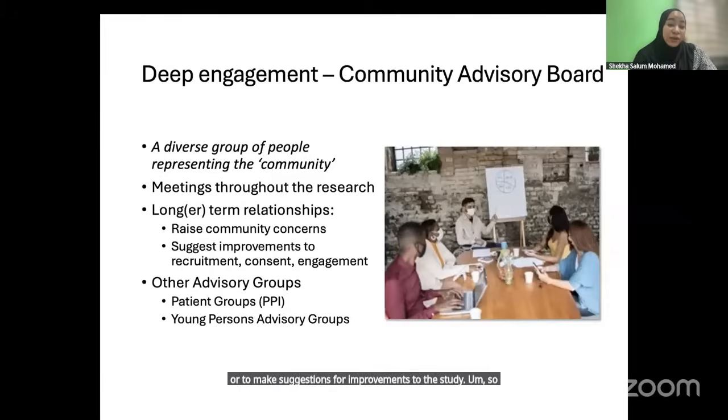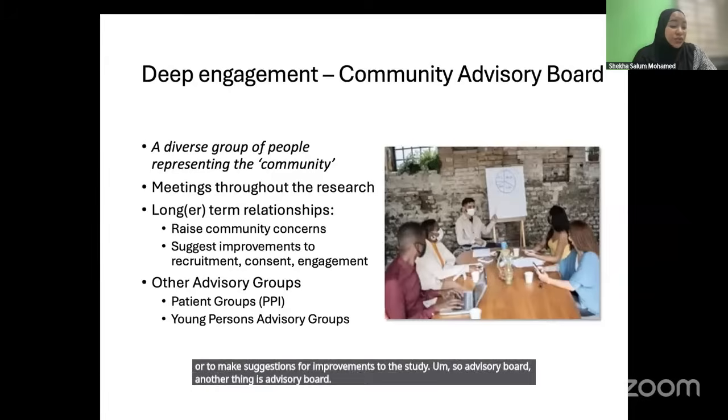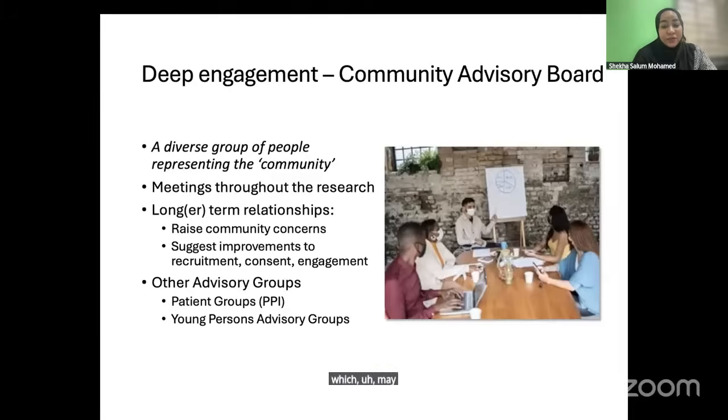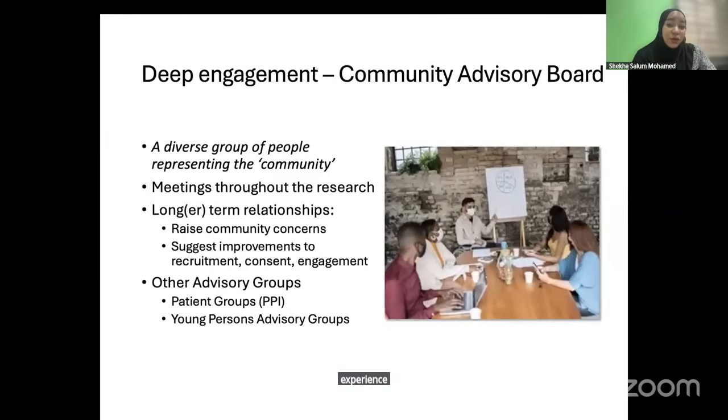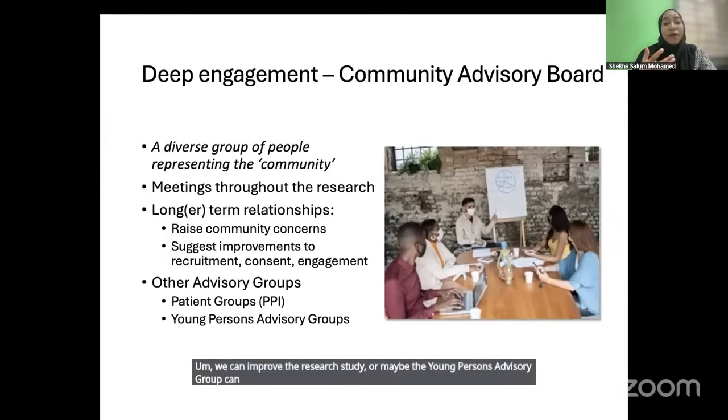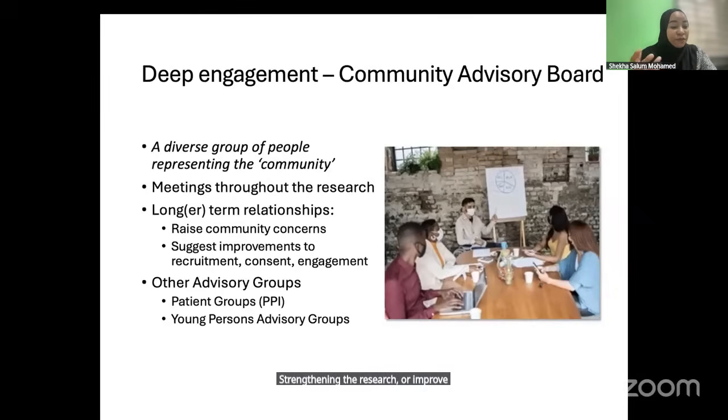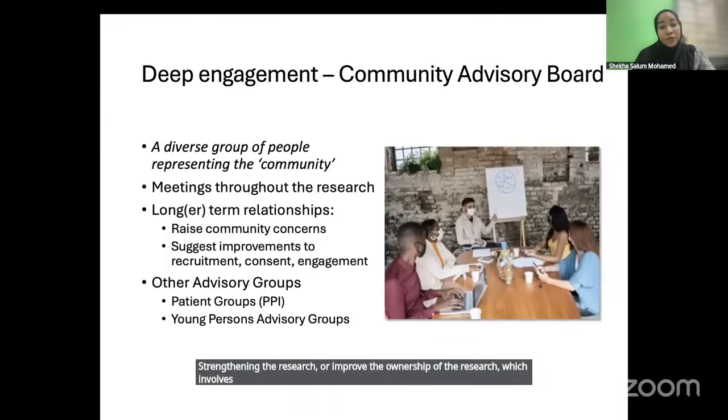Another thing is that advisory boards may take different shapes. They're not limited to patient groups. They could also be young persons. For patient groups, this is where a group of patients with a lived experience of a disease or a health condition can advise on how we can improve the research study. Or maybe the young persons advisory group can be very useful in strengthening the research or improving the ownership of the research, which involves young people and children.